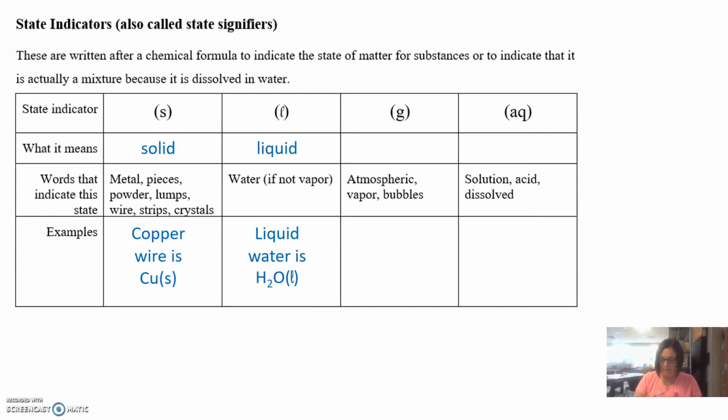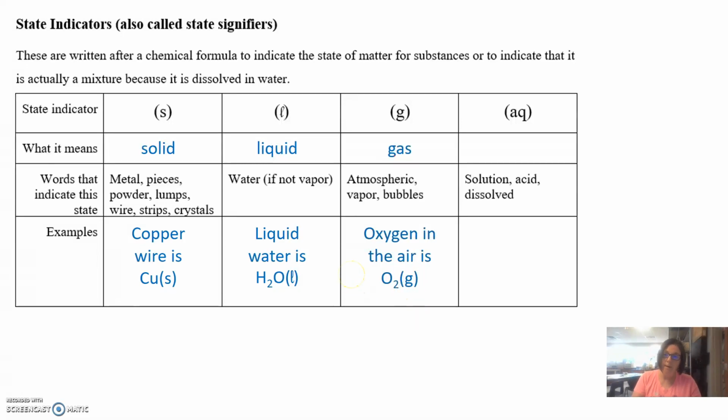The next one over, parentheses G, is for gas. So in the context clues, you might see atmospheric as far as oxygen, or vapor if it was water, or bubbles if you had a reaction and some compound was bubbling out. So I couldn't find a picture of a gas that wasn't really dumb. So I'm just going to tell you that the oxygen that you're breathing right now in the air is O2, because oxygen is one of those diatomic elements, parentheses G.